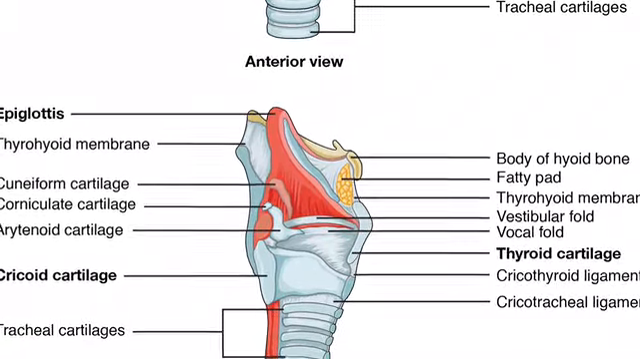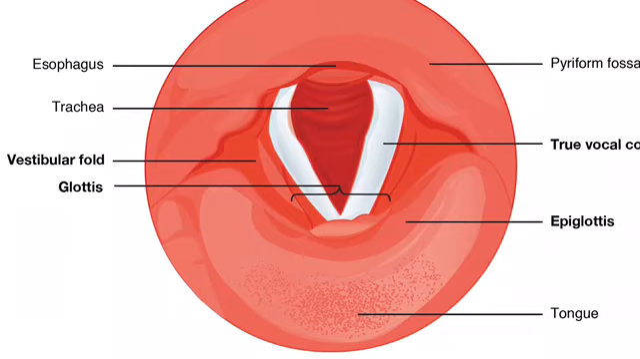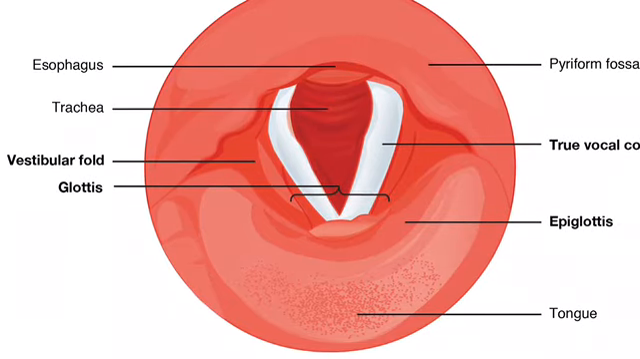Three smaller paired cartilages, the arytenoid, corniculate, and cuneiform, are attached to the epiglottis and the vocal cords and muscles that help move the vocal cords to produce speech. The larynx is more commonly called the voice box.